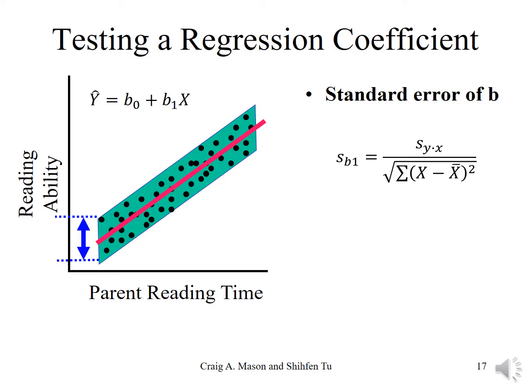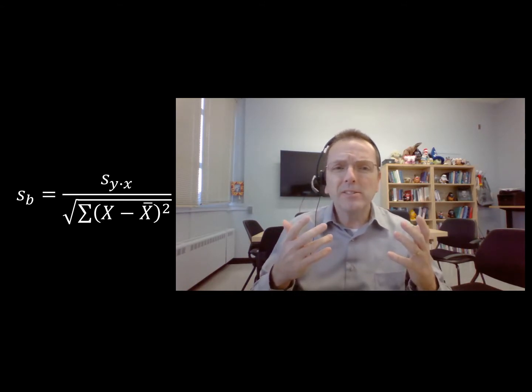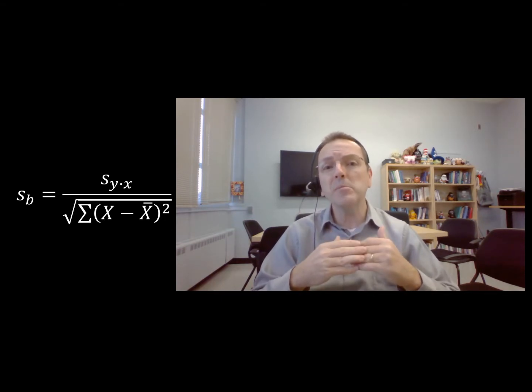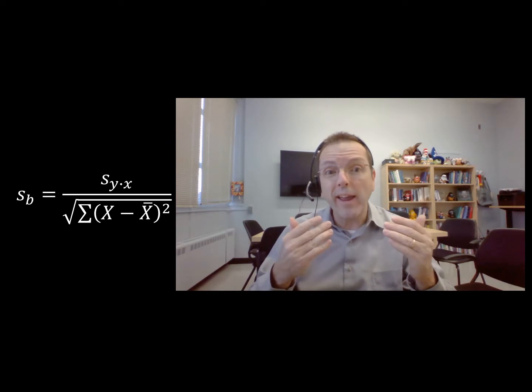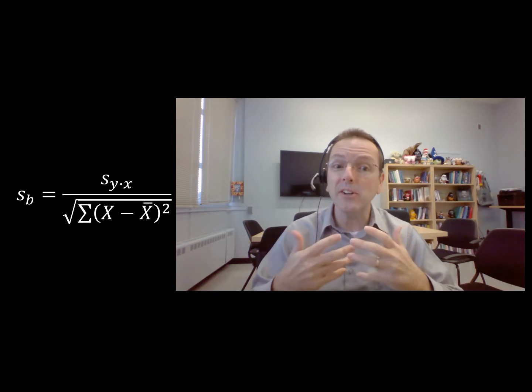So s sub b, the standard error of b, is equal to the standard error of the estimate, remember, that's our standard deviation of the residuals, divided by the square root of the sum of x minus x bar quantity squared. But hey, the sum of x minus x bar quantity squared in the denominator is the sum of squares for x. So far, when we've been talking about the sums of squares in statistical tests, we're talking about the sums of squares for the outcome variable, y. This here in the denominator is the sum of squares for our predictor.